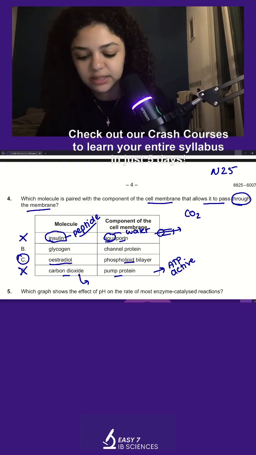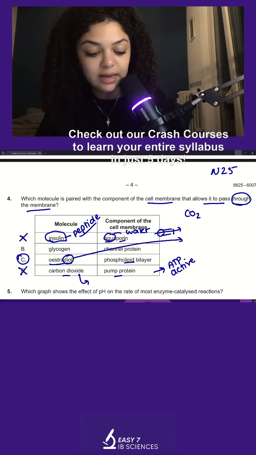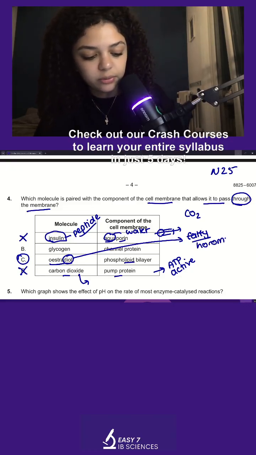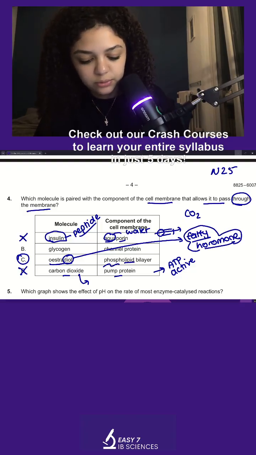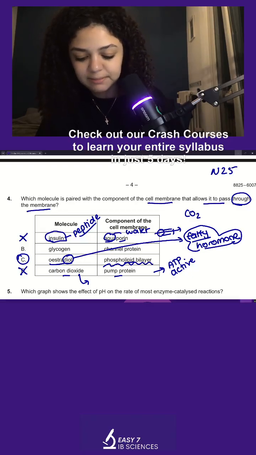Now, why is C correct? C is correct because we know estradiol is a what? It's a fatty hormone, a steroid hormone. And therefore it's going to be able to diffuse through the phospholipid bilayer very easily. Okay, does that make sense, guys?